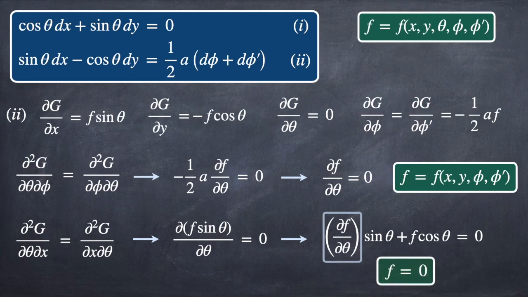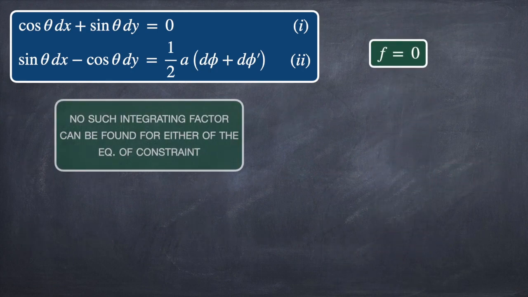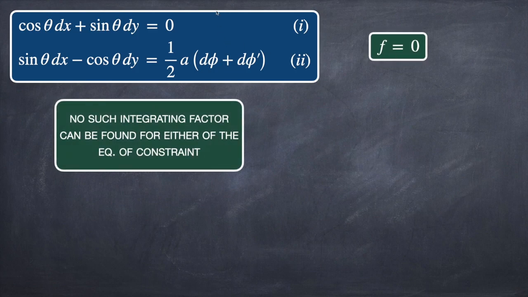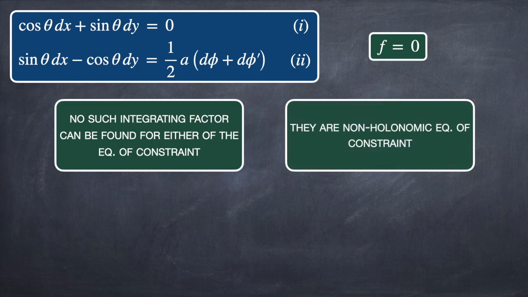The same for the first of the differential equations. So we have this result for both equations. And then no such integrating factor can be found for either of the equations of constraint. And we conclude that they are non-holonomic equations of constraint.